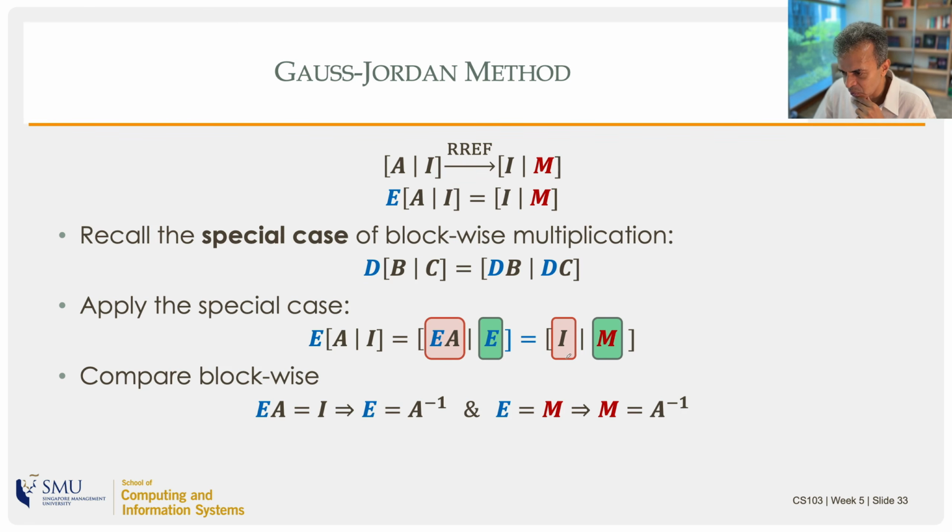But we know by comparing the matrices in this step that E is actually M. In other words, M is A inverse. So, interesting proof. It looks a bit too easy, and for that reason you may not be completely convinced about it, but this is true.